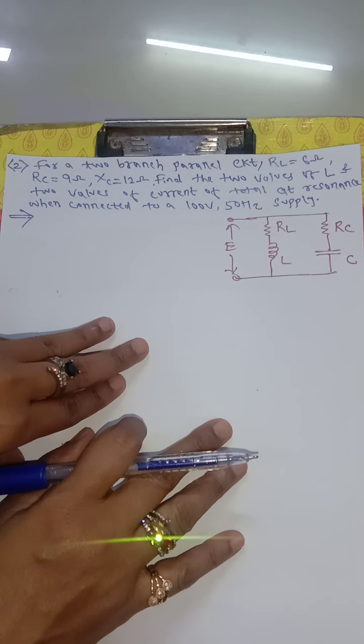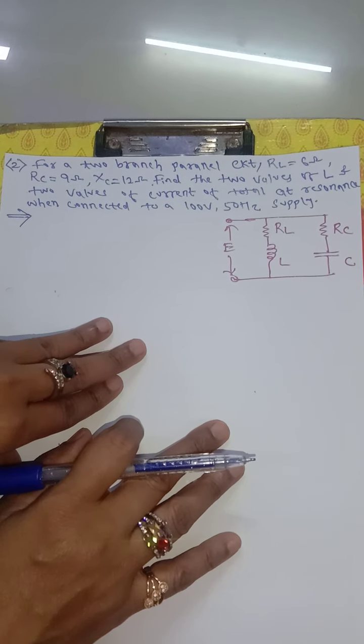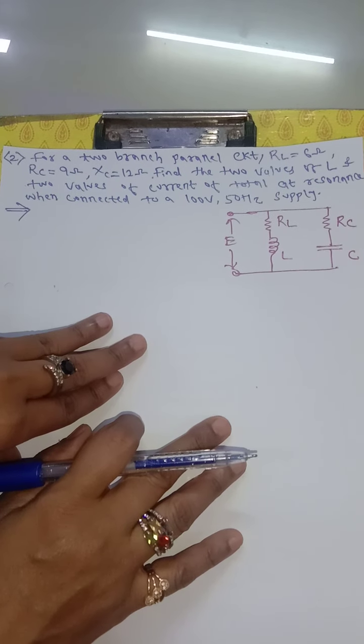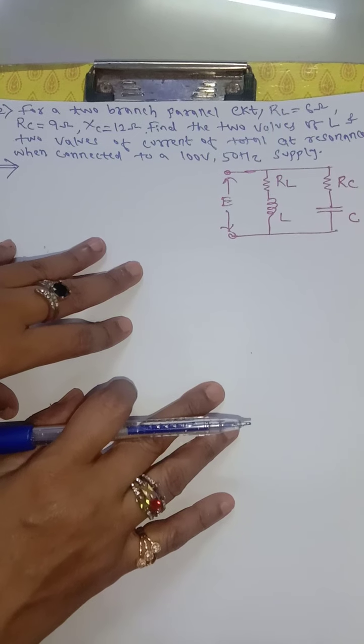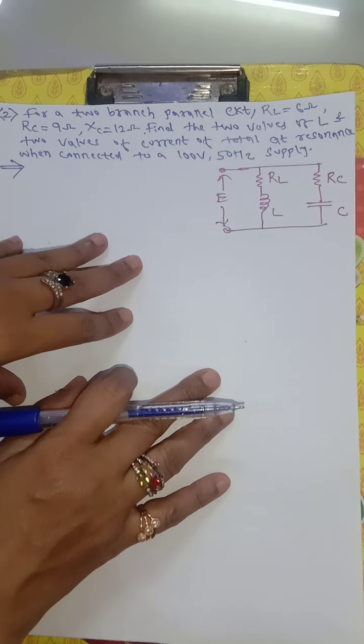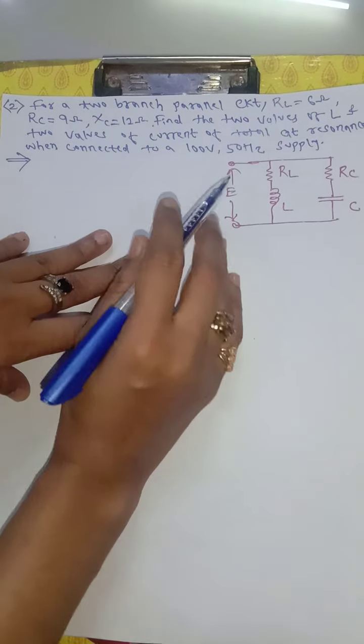Hello everyone, we are learning the subject of circuit theory or network analysis, on the chapter of resonance, that is nothing but the parallel resonance. We are going to simplify one of the numericals on parallel resonance, of the type that is nothing but a two branch parallel resonance circuit. So what is that? We will see.